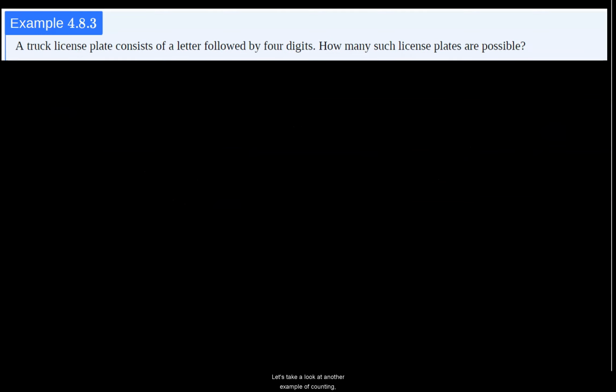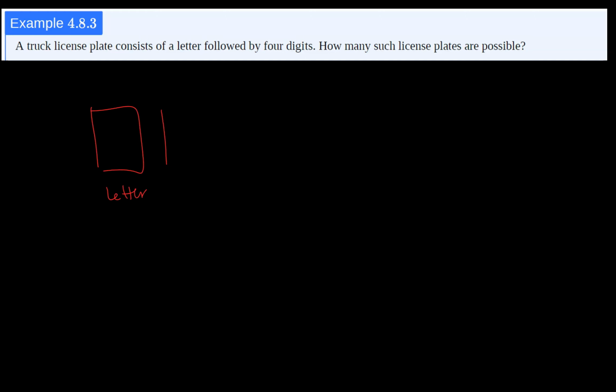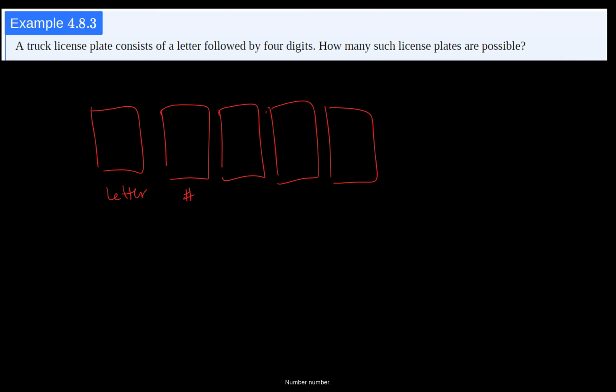Let's take a look at another example of counting. A truck license plate consists of a letter followed by 4 digits. How many such license plates are possible? So we have a letter followed by 4 digits, 4 numbers. Number, number, number, number. In the English alphabet, we have 26 letters. Since there's nothing in the problem that says we cannot use, for example, O or I or Q, some places don't allow us to use those for license plates. This problem does not state, so we're going to assume we can use all of those letters.